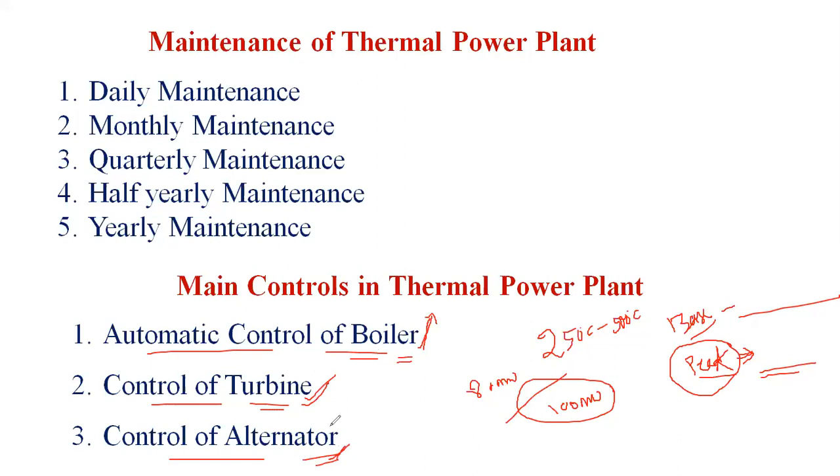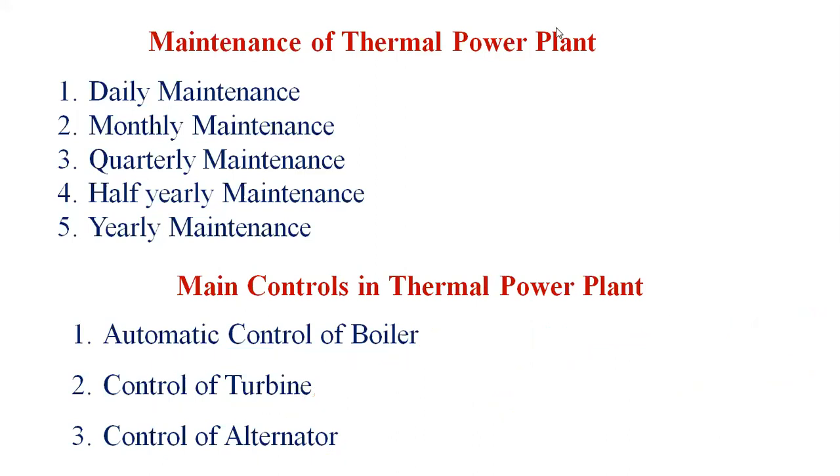These three, the boiler, turbine, and alternator, should all go under system control. We can maintain the efficiency constant, as well as the power generation maintained constant.